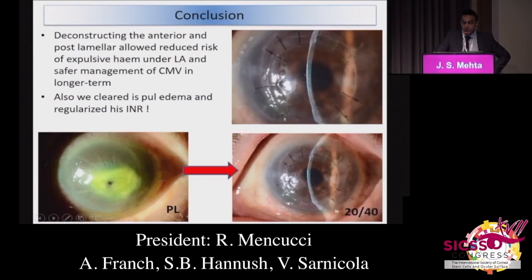This is what he looks like. He's gone from this one to 20/40. I removed some of his stitches from the surface. So this allowed us to deconstruct the anterior and posterior lamella, reducing the risk of expulsive hemorrhage under a local anesthetic. And for him, it's a much safer long-term management of his CMV because now he's just down to steroids once a day. And obviously, more importantly, we managed to clear him of his medical condition.